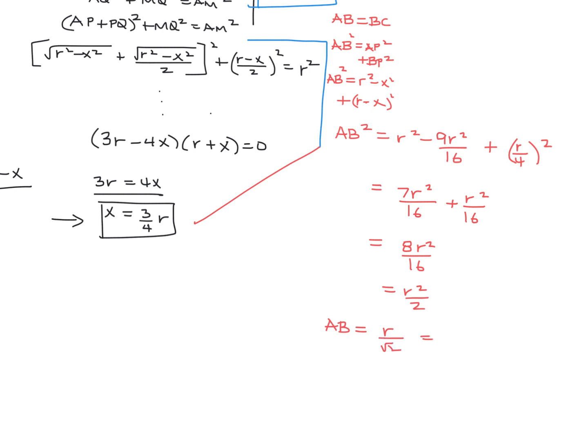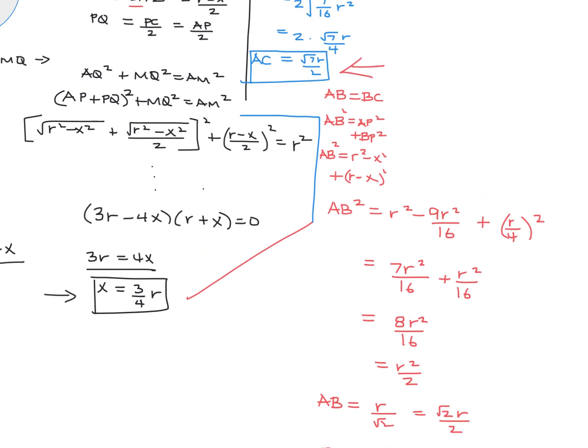And then you can just sort of, what is it called? Rationalize the denominator. So root 2 R over 2. And that's it. And therefore that's also BC. Root 2 R over 2. So root 2 R over 2 are the values for AB and BC, and AC we had calculated as root 7 over 2 R.